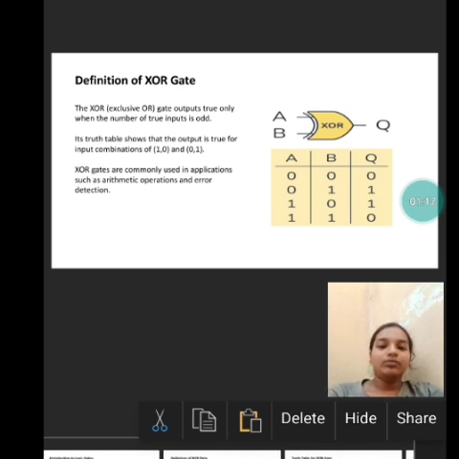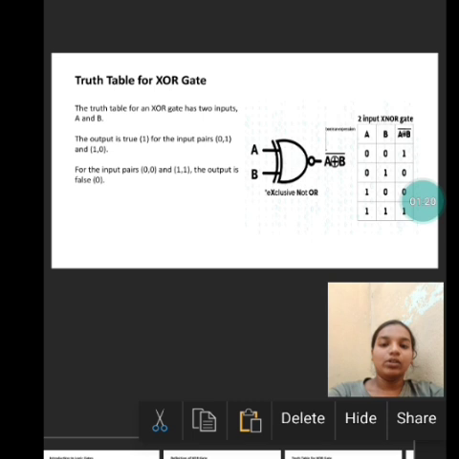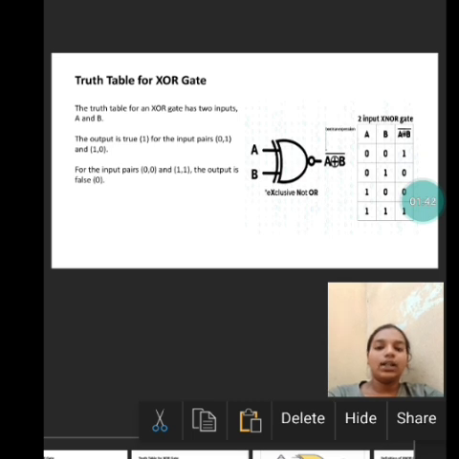Next slide is about the truth table for an XOR gate. The truth table for an XOR gate has two inputs, A and B. The output is true, 1, for the input pairs 0, 1 and 1, 0. For the input pairs 0, 0 and 1, 1, the output is false, 0. Here is the representation of the truth table of an XOR gate.